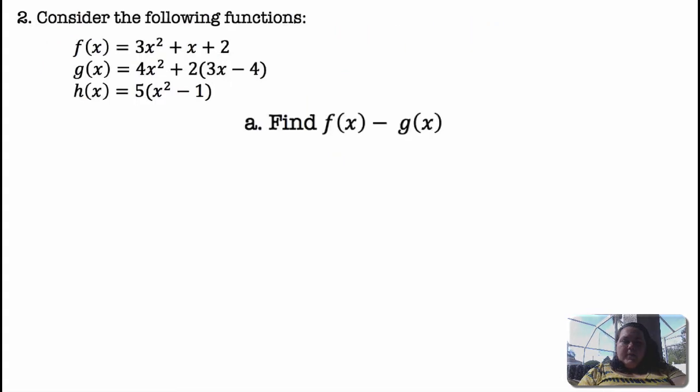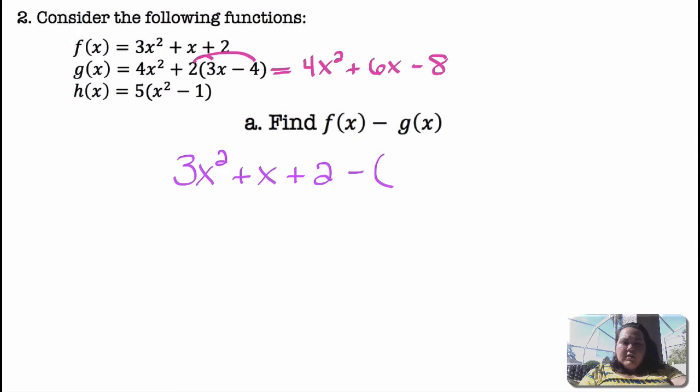Alright. 2. Consider the following functions. I have f of x, g of x, and h of x. Find f of x minus g of x. So f of x minus, well, if I look at g of x, it has to be simplified a little bit first. So I'm going to distribute that 2 in the g of x first. That would give me 4x squared plus 6x minus 8.